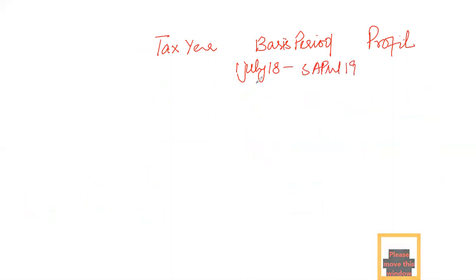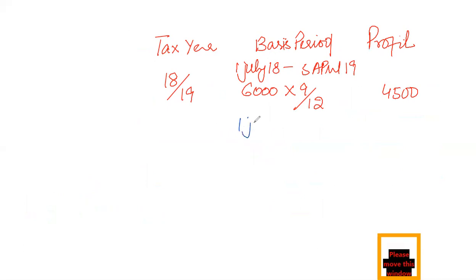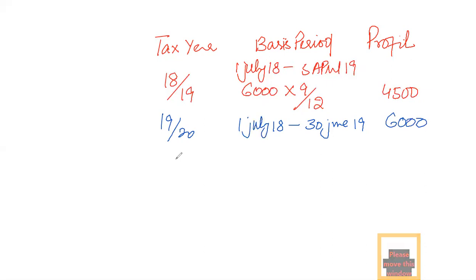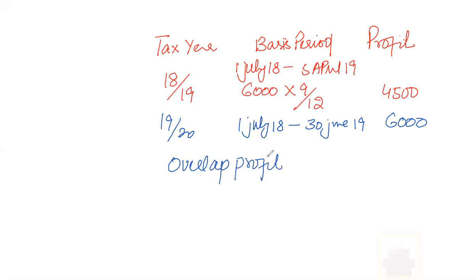His share was 6,000, so 6,000 multiplied by 9 by 12. So the profit assessable is 4,500, and the tax year becomes 18/19. And the next period would be 1st July 18 to 30th June 19. In this case, the year becomes 19/20, and the profit will be the whole 6,000. So there is an overlap profit of 4,500 for partner C.